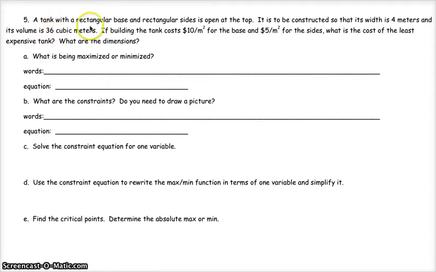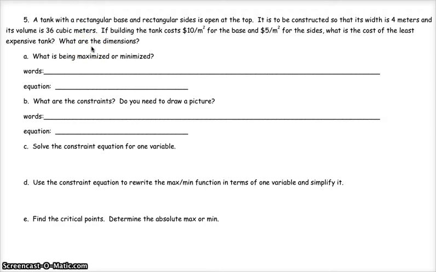A tank with a rectangular base and rectangular sides is open at the top. It is to be constructed so that its width is 4 meters and its volume is 36 cubic meters. If building the tank costs $10 per meter square for the base, so that would be $10 for the area of the base, and $5 per meter square for the sides, what is the cost of the least expensive tank? And what are those dimensions?